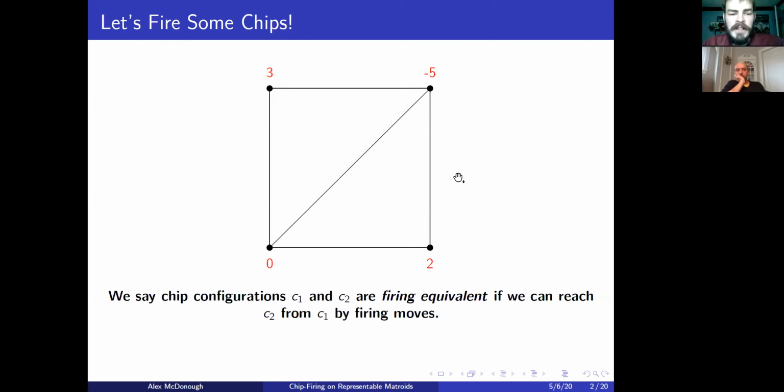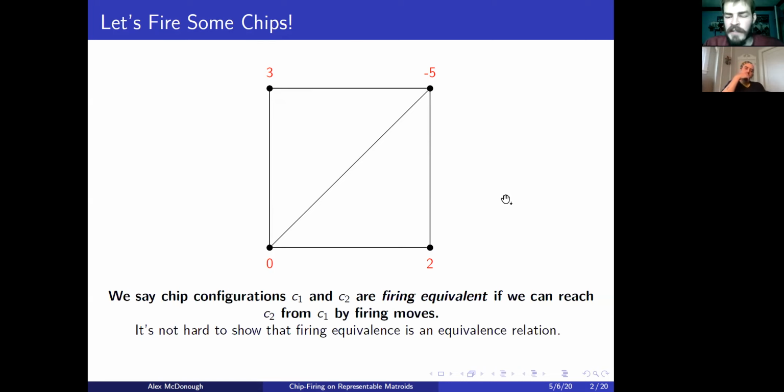Then we're going to say that 2 chip configurations are firing equivalent if we can get from one to the other by firing moves. All of the chip configurations you've seen so far have been firing equivalent. It's not hard to show that it's an equivalence relation, since you can just unfire every firing. It's easy to go backwards, or to do one set of firings and then another. A goes to B goes to C, whatever. So we have our equivalence relation, firing equivalence.